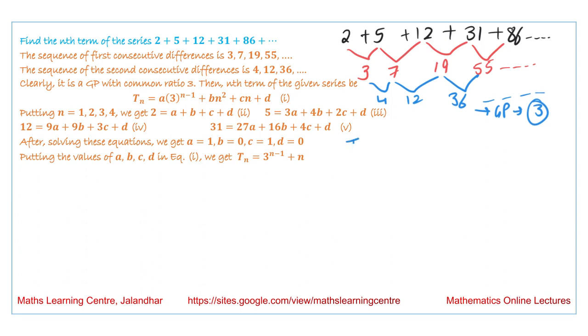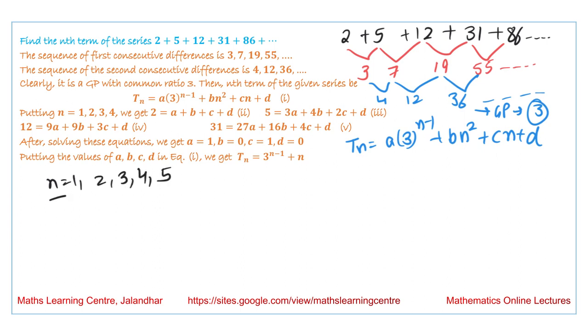So we are saying the general term Tn is equal to a into 3 raised to the power n minus 1 plus bn square plus cn plus d. Now we substitute different values of n, n is equal to 1, 2, 3, 4 and 5, and we obtain different equations. We need not substitute 5 over here, we are substituting up to 4. So we obtain the equations.